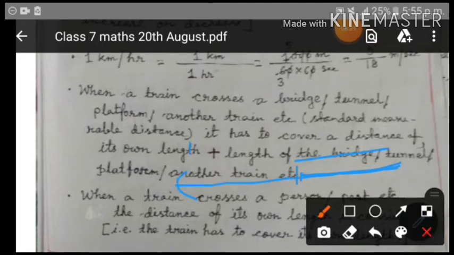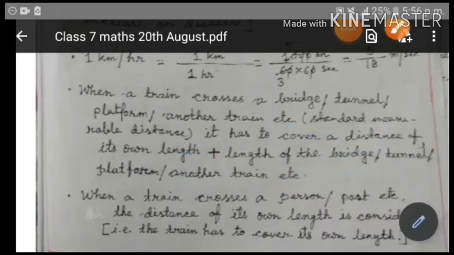Then the total distance covered is the length of the train plus the length of the platform. So in this way you will get the total distance covered by the train whenever a train is crossing a bridge or a tunnel or a platform or another train. Its distance will be the summation of its own length plus the length of the platform or tunnel or bridge that is crossed.